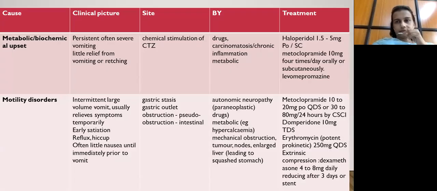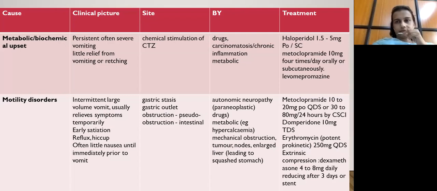So this is again similar to the previous slide, where I've gone through the different causes of nausea and vomiting and which drugs will act. So here, first is the metabolic or biochemical upset. What will be the clinical picture? The patient would be having persistent and severe vomiting, and there is little relief from vomiting or retching. They still continue to have nausea. And what is the site? Whatever is metabolic or biochemical, it is the CTZ, because there's no blood-brain barrier. So remember it like that, CTZ.